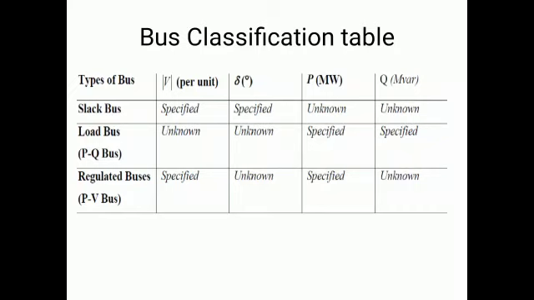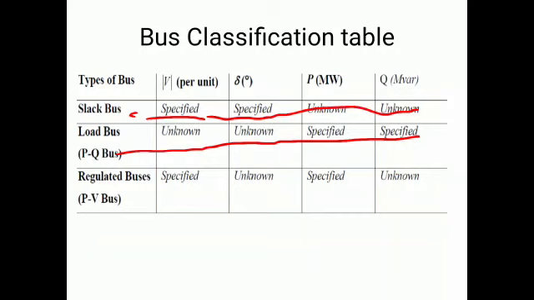Just write the classification table, the type of the buses. For the slack bus, V will be specified and angle will be specified; P and Q will be calculated. The second, the PQ bus, already explained: the 2 quantities P and Q will be available, and the remaining 2 quantities, V and angle, will be calculated.